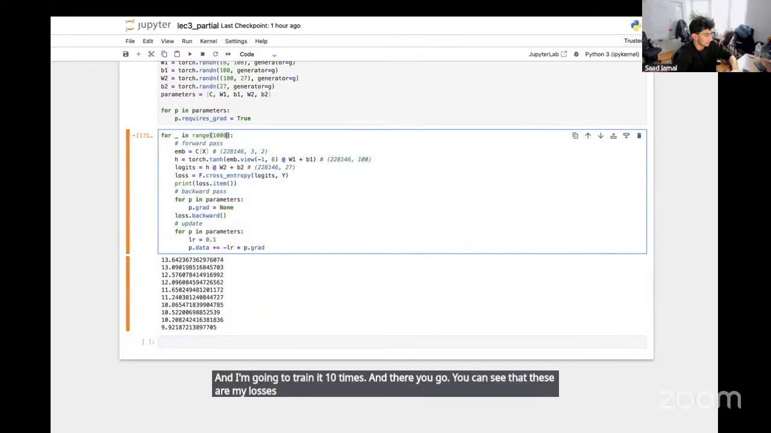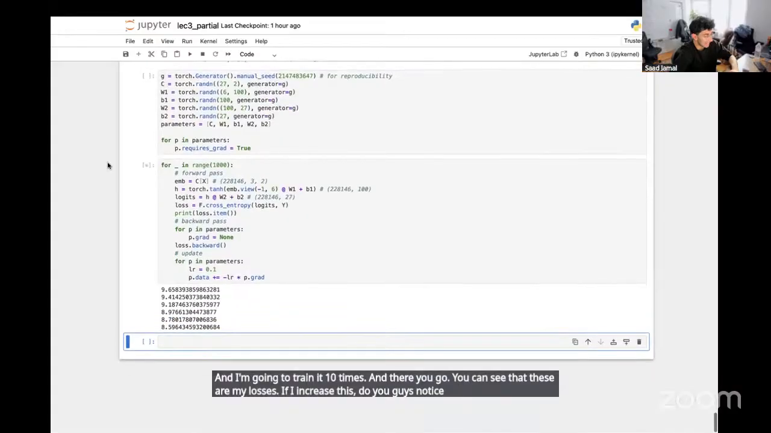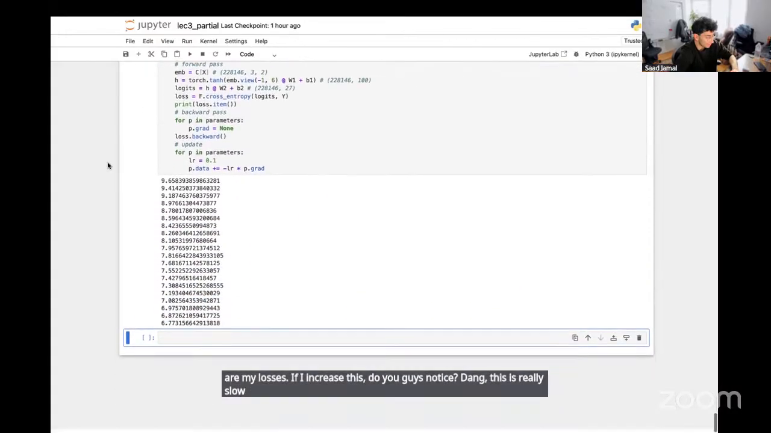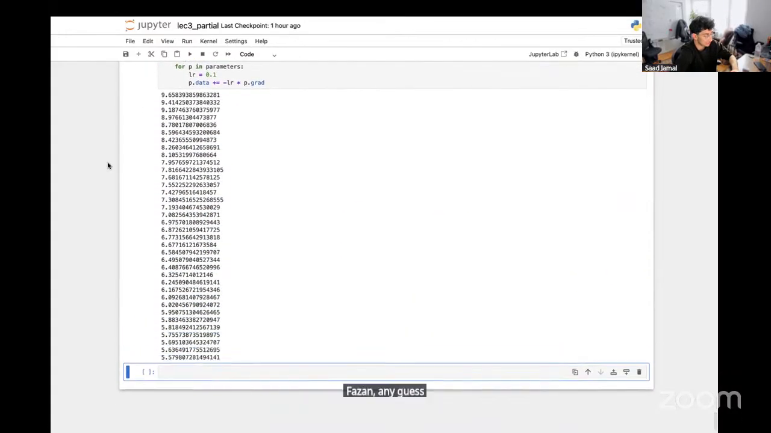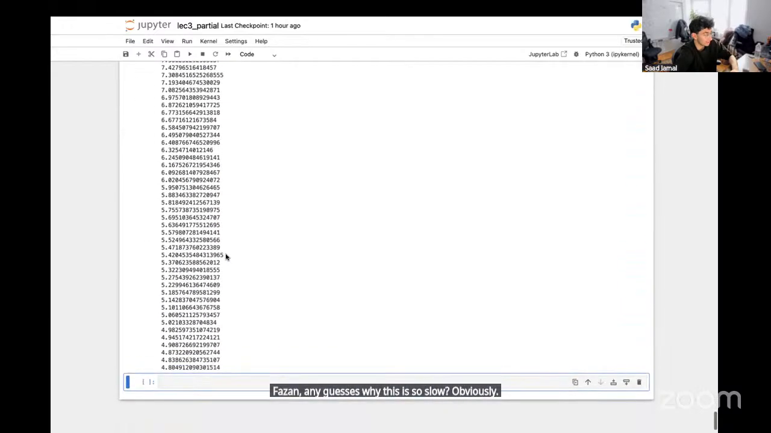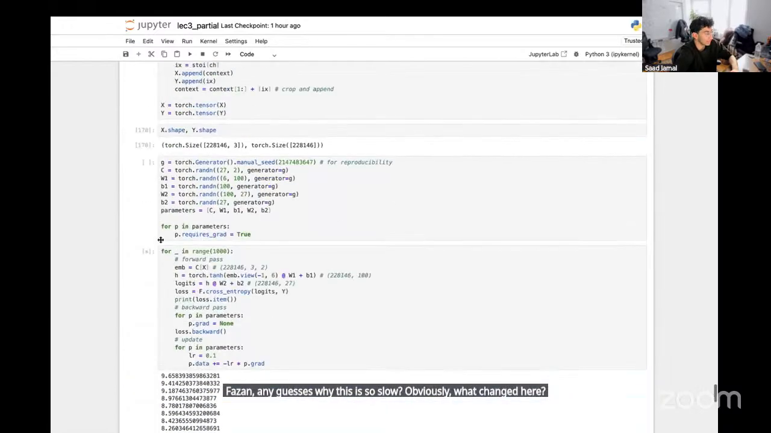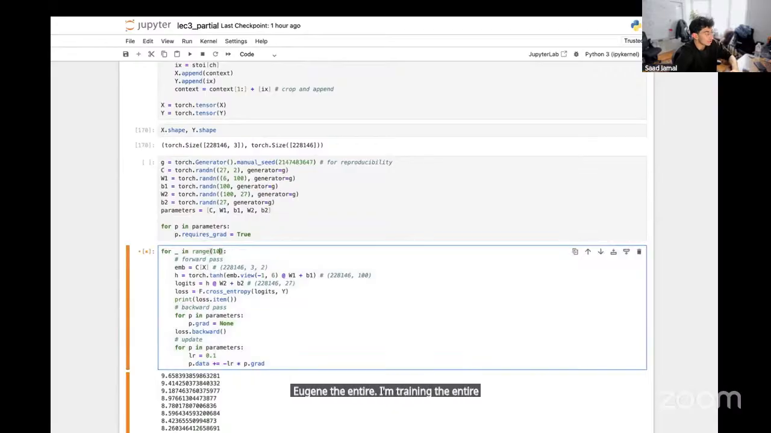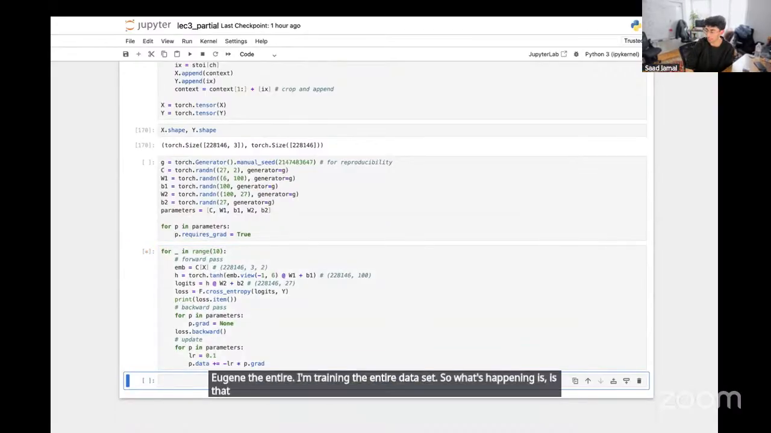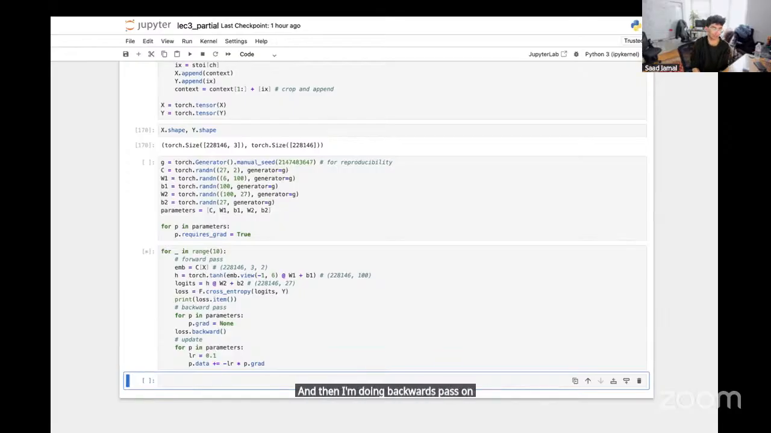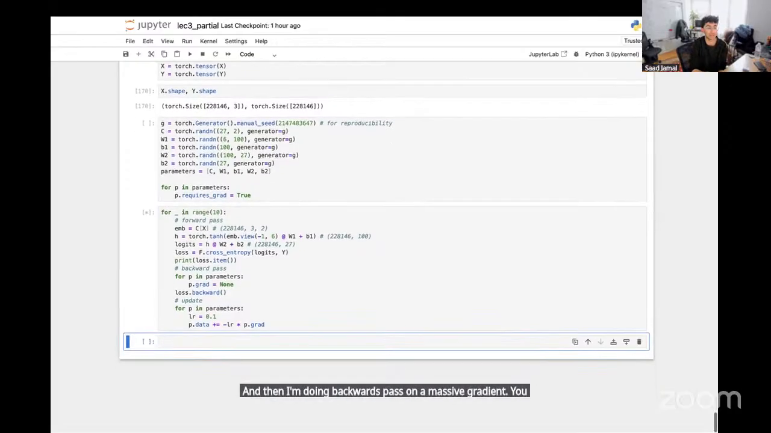If I increase this, do you guys notice? Dang, this is really slow. Fizan, any guesses why this is so slow? Obviously, what changed here? You're training the entire data set. I'm training the entire data set. So what's happening is that when I'm doing a forward pass, I'm doing a forward pass on all 228,000 examples. Every single time, I'm forward passing all of it. And then my gradient is freaking massive. And then I'm doing backwards pass on a massive gradient. You can see this is really, really slow.